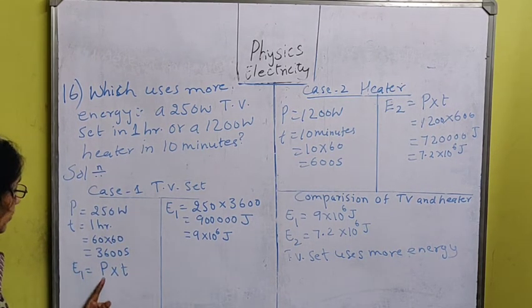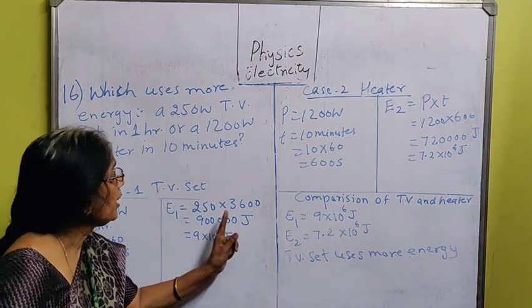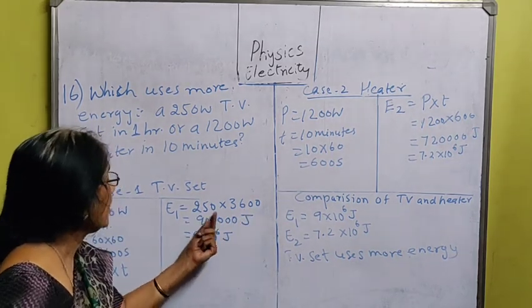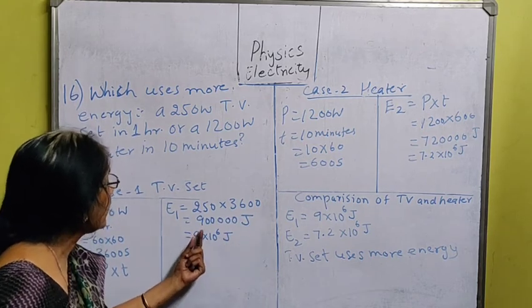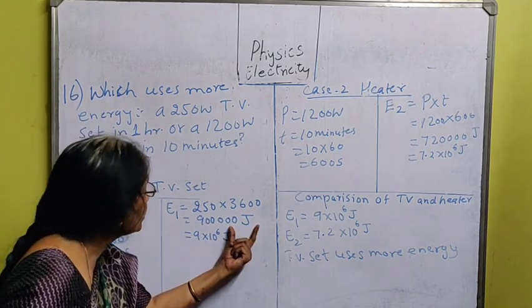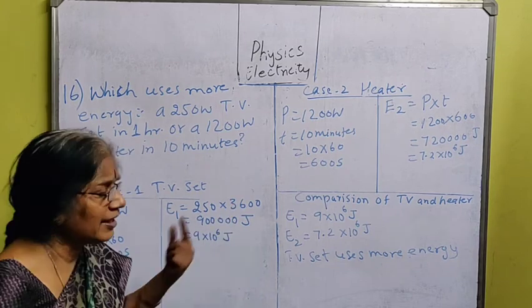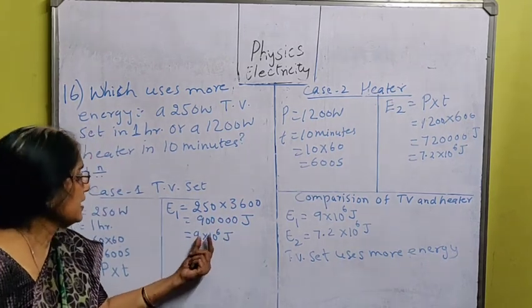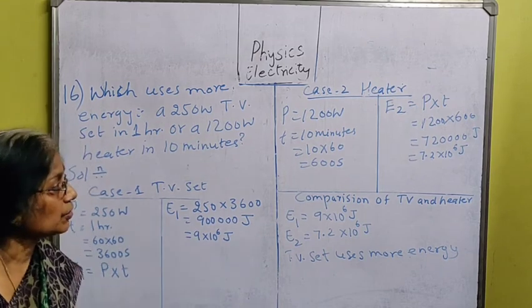So E1 is equal to P into T, 250 into 3600. 25 into 36 is 900 and 3 zeros we have to add. So you got it, this many joules. That is 900 million joules. So we will convert it into powers of ten, that is 9 into 10 to the power of 6 joules we got.